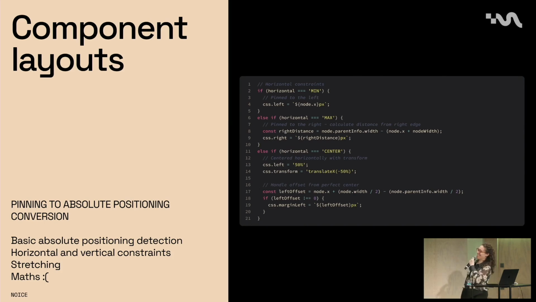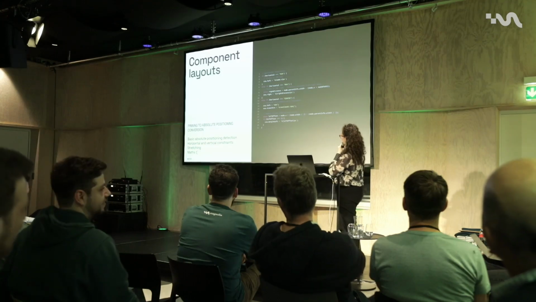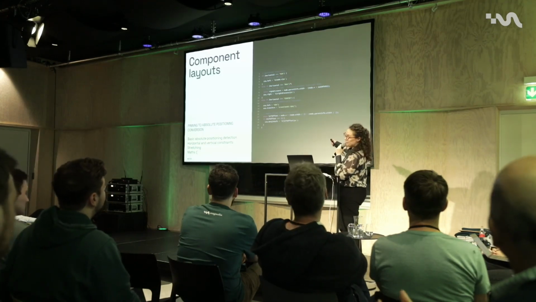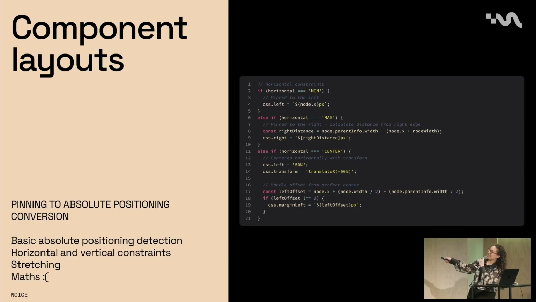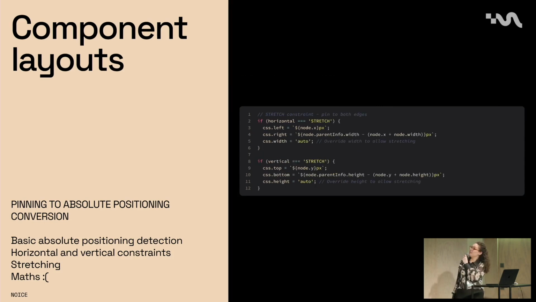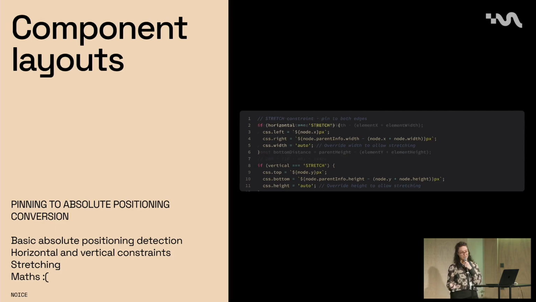So we can see here, min pins to the left. That's pretty simple. Center stays center. We use transforms to get that centered, but we also add some offset if it's not completely perfectly centered. But max requires calculating the distance between the right edge of the child element and the right edge of the parent element. Stretch constraints pin both edges and override the width or height to auto. This allows for responsive behavior where absolutely positioned elements grow and shrink with their parent containers.